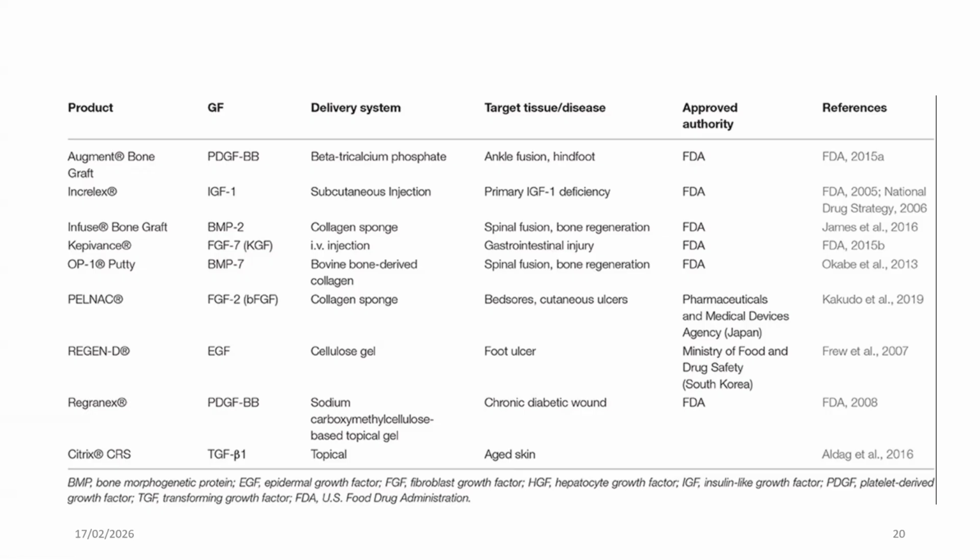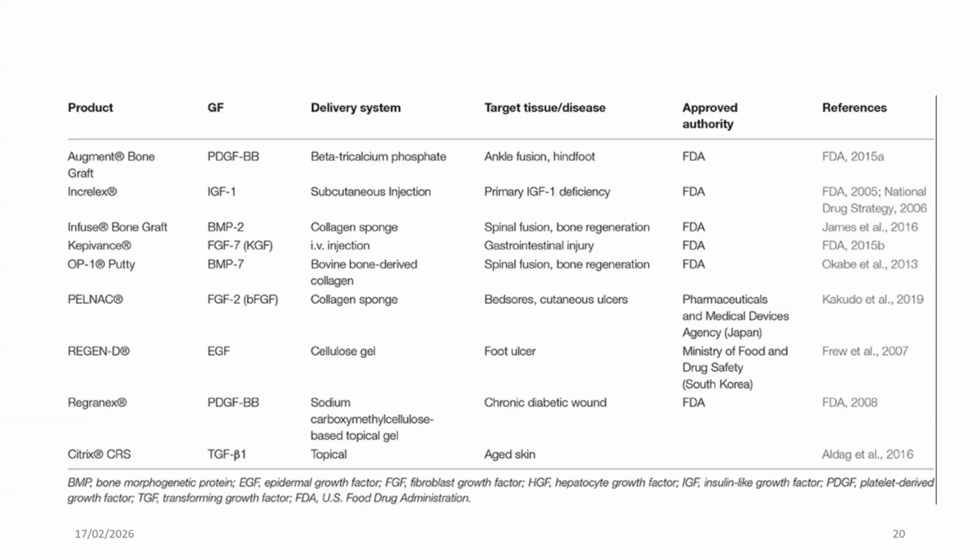These are commercially available products, and they're used clinically. One of them is Augment Bone Graft. It has PDGF growth factor. The delivery system is beta tricalcium phosphate or beta TCP. It is used in ankle fusion or hindfoot, and it is approved by the FDA. So it is being clinically used.